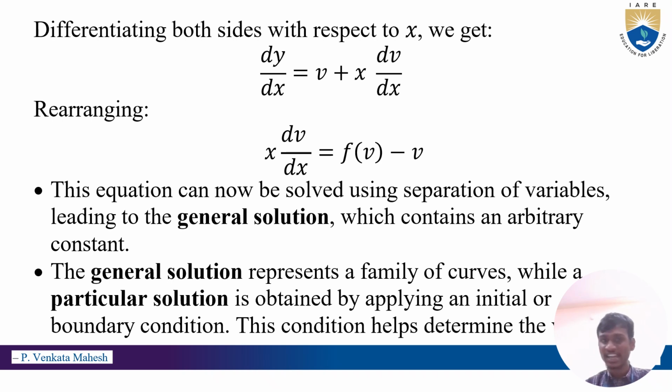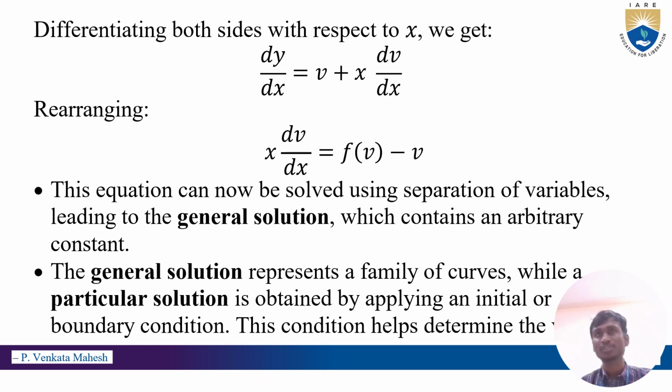Now, let us start rearranging. x into dv by dx is equal to f of v, function of v, minus v. So, on rearranging, we have x into dv by dx is equal to f of v minus v. Now, this equation can be solved using separation of variables, leading to the general solution which contains an arbitrary constant.